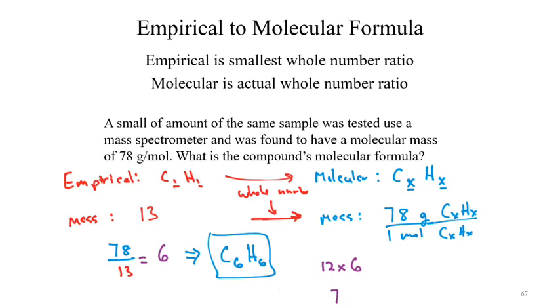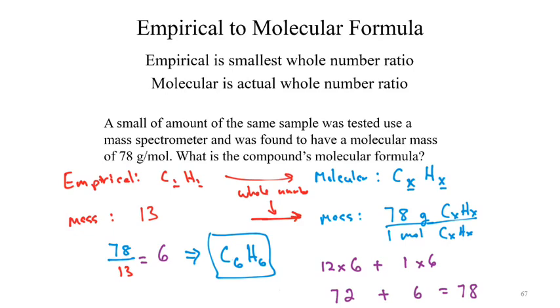6 times 12 is not 70, it would be 72, okay? Plus 6 times the mass of hydrogen. Let's follow the same pattern. Hydrogen weighs 1 times 6, which would be 6. 72 plus 6 is 78. There's our molar mass. So everything adds out correctly.